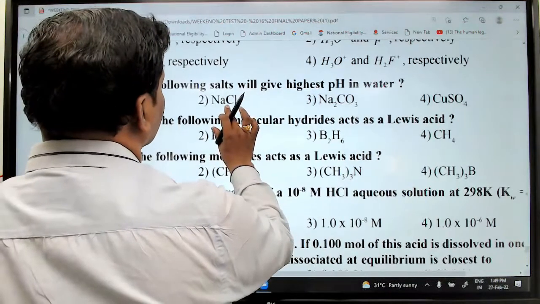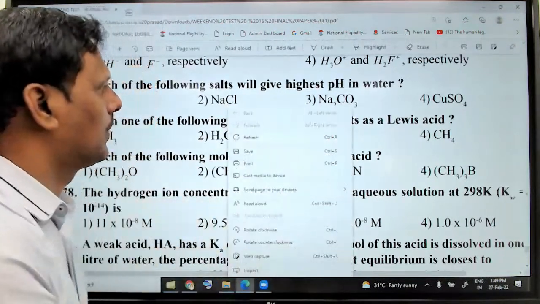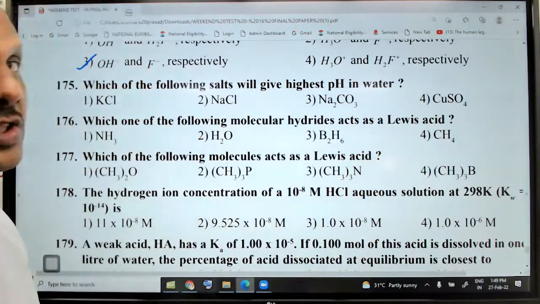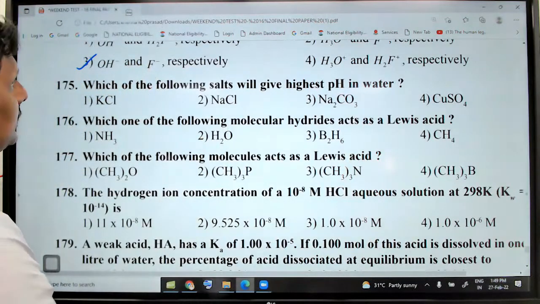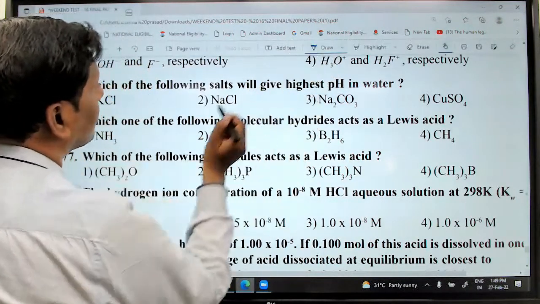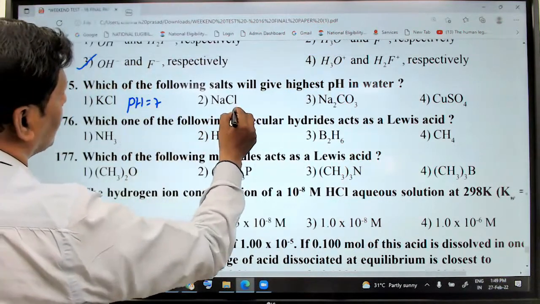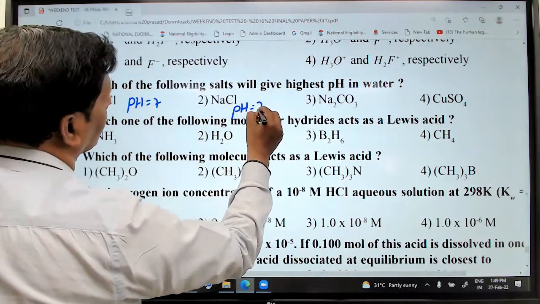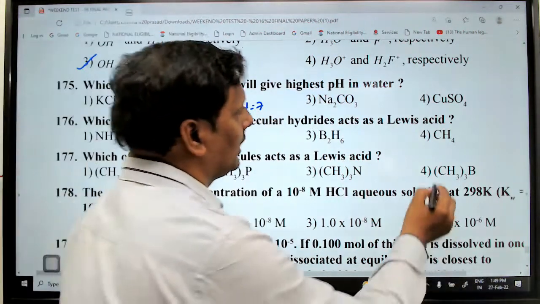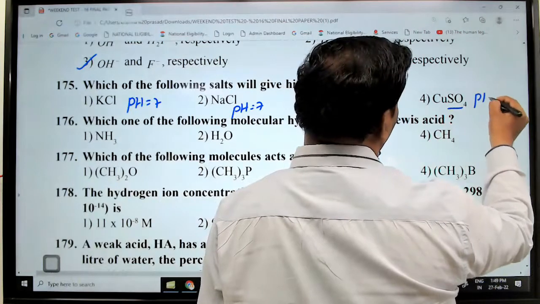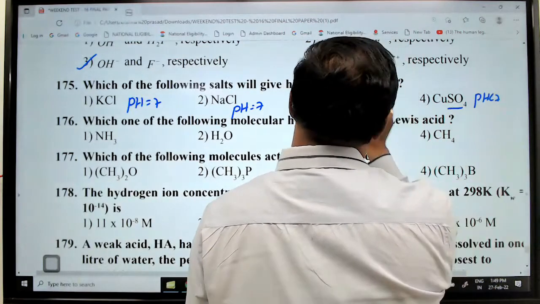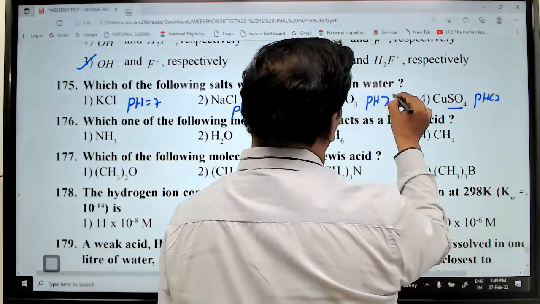Which of the following salts will give highest pH in water? Highest pH means basic character. Achha, for your information, this is salt of a strong acid and strong base, pH is equal to 7. Achha, more or less pH is equal to 7. Achha, strong acid and pH is less than 7. Achha, only one option and pH is greater than 7.